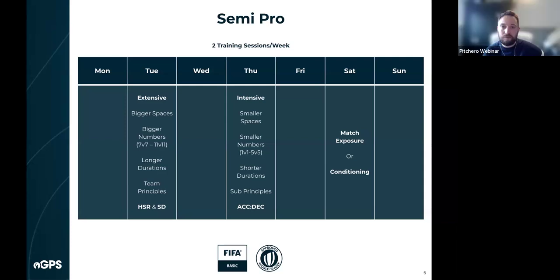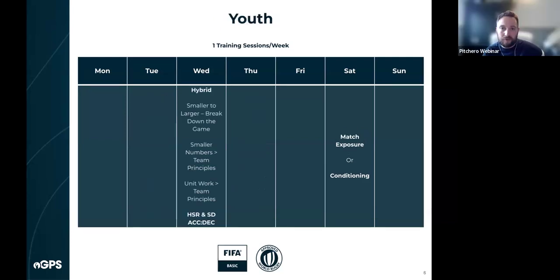Awesome. So we've gone through the semi-pro side of things, and I know, again, some of you might not have the luxury of even having 2 touch points during the week ahead of the game. So do you want to just talk us through how a youth team might kind of approach it?